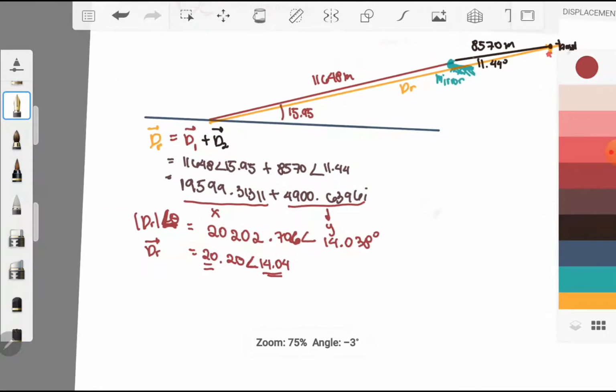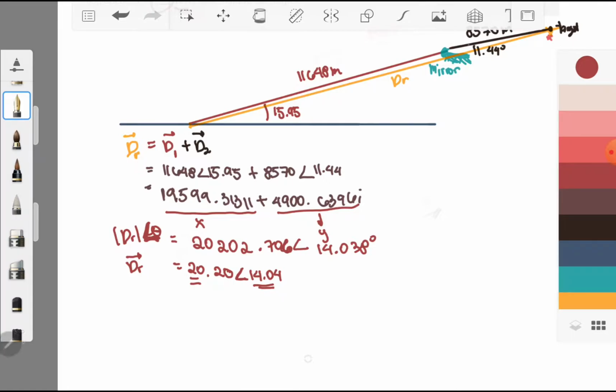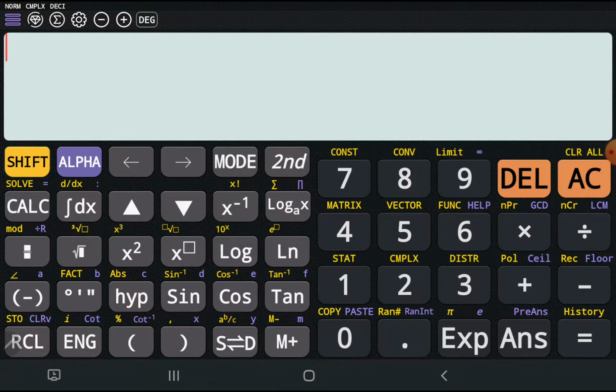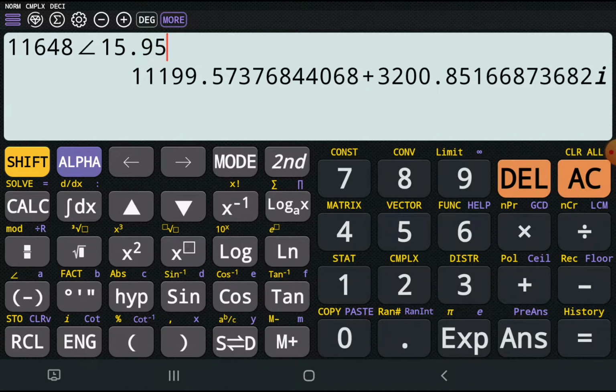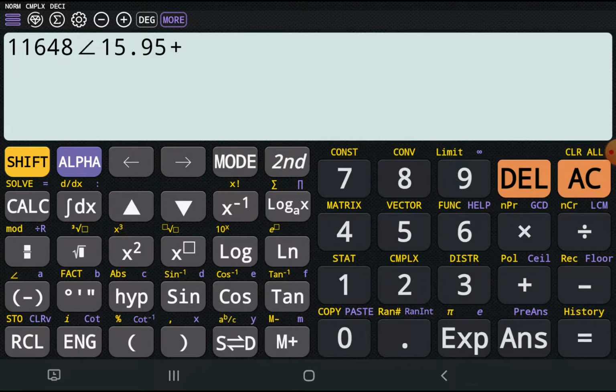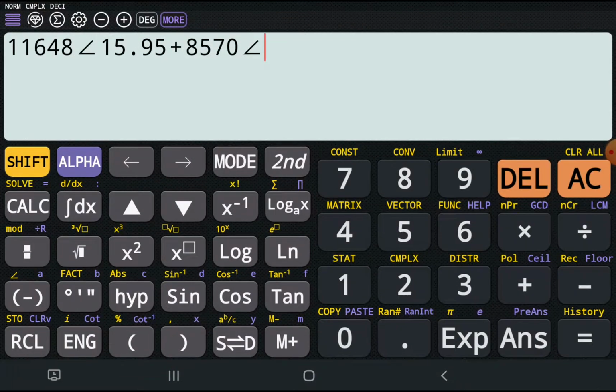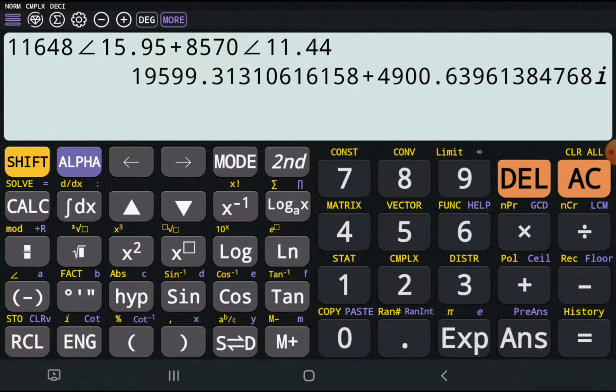Okay, so I will show you my calculator and what I input there. Take note, you should be in complex mode, even if you are using the 991ES, you should be in complex mode. So what you do is input the values: 11,648 shift angle of 15.95 plus 8,570 shift angle of 11.44. So we'll have this value.